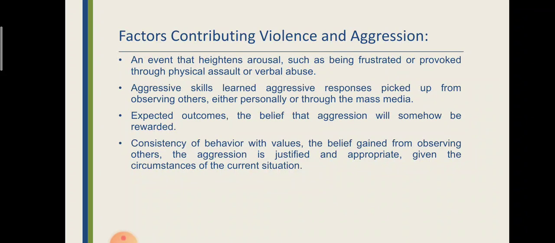imitate the behavior. Next, expected outcomes, the belief that aggression will somehow be rewarded. So, reward can come in the form of reduced tension or anger, some financial reward, enhanced self-esteem, or the praise from others. So, if natay belief that aggression will somehow be rewarded. So, rewards can come in the form of reduced tension of anger. So, we tend to release our emotions, some financial reward, enhanced self-esteem, or the praise from others.